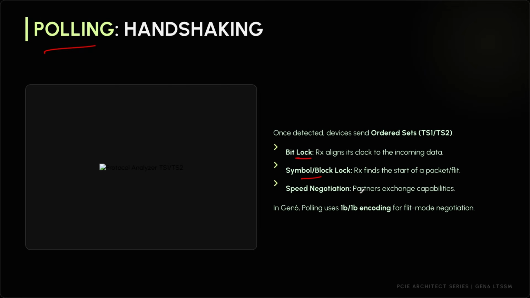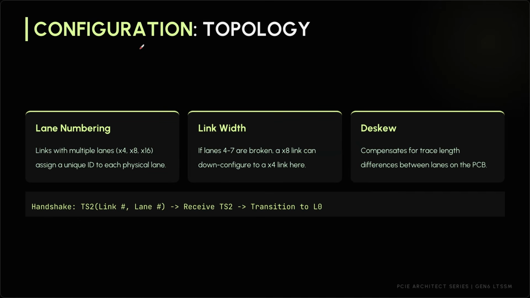In PCIe Gen6, polling becomes even more important because of PAM4 signaling and FLIT operation. If synchronization fails, LTSSM repeatedly retries. This is often a polling timeout issue. After successful handshaking, both devices need to agree on the final topology. Then we have the Configuration state.